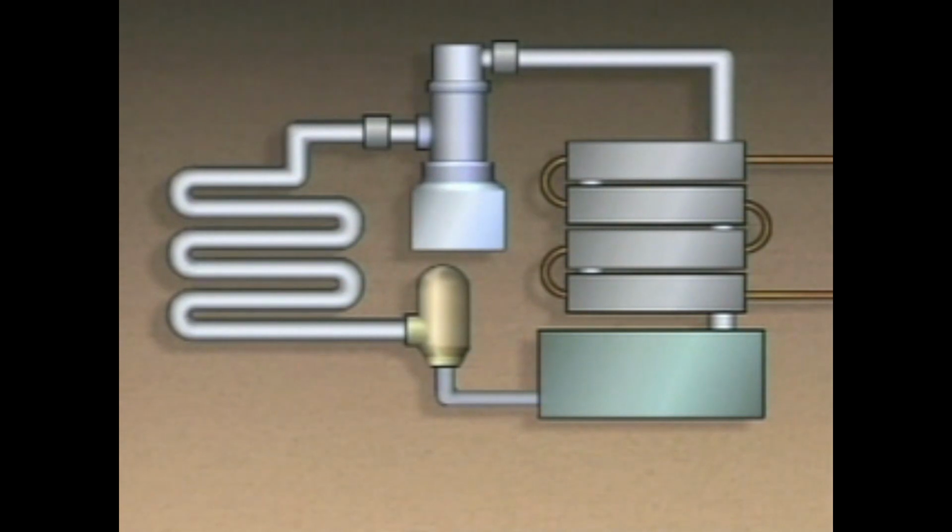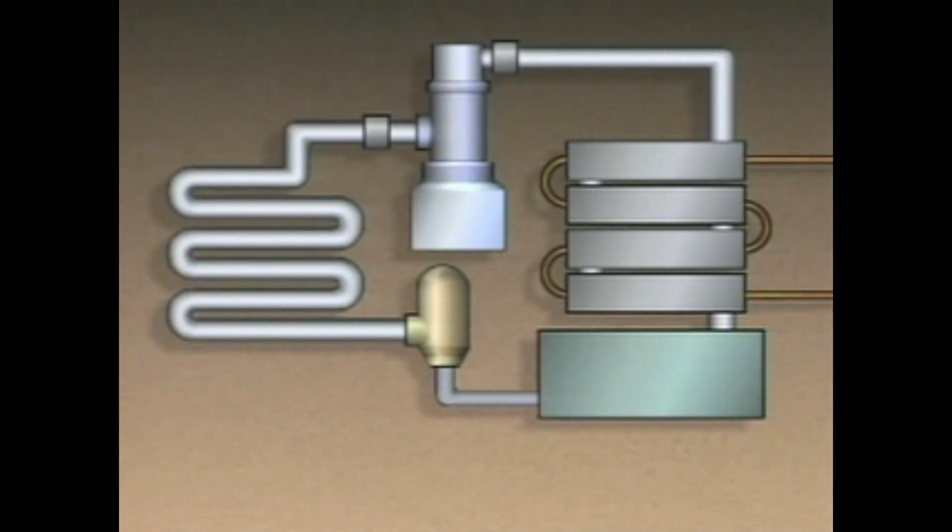The expansion step in this cycle is carried out by a device called an expansion valve. The expansion valve controls the expansion of the refrigerant and its flow to the evaporator. As the refrigerant passes through the expansion valve, it expands rapidly. This causes the pressure of the refrigerant to drop. The drop in pressure also causes the refrigerant's temperature to drop. So the fluid flowing into the evaporator is a low-pressure, low-temperature liquid.